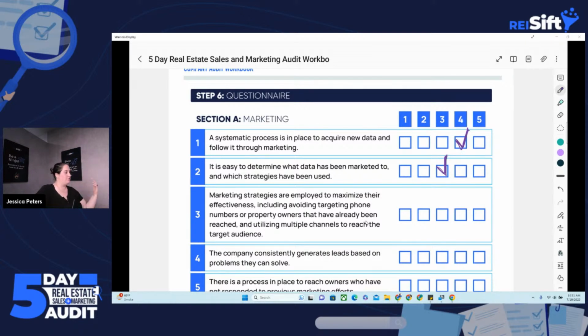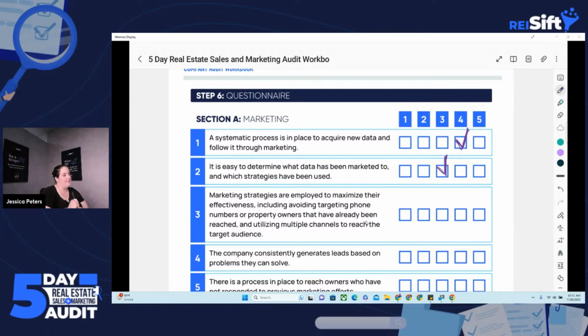So you're tracking not interested, basically, or your leads. And then using multiple channels to reach your target audience. So that goes back into being able to do it multiple ways to find the best way to reach the homeowner appropriately. Okay, so where are we at there?